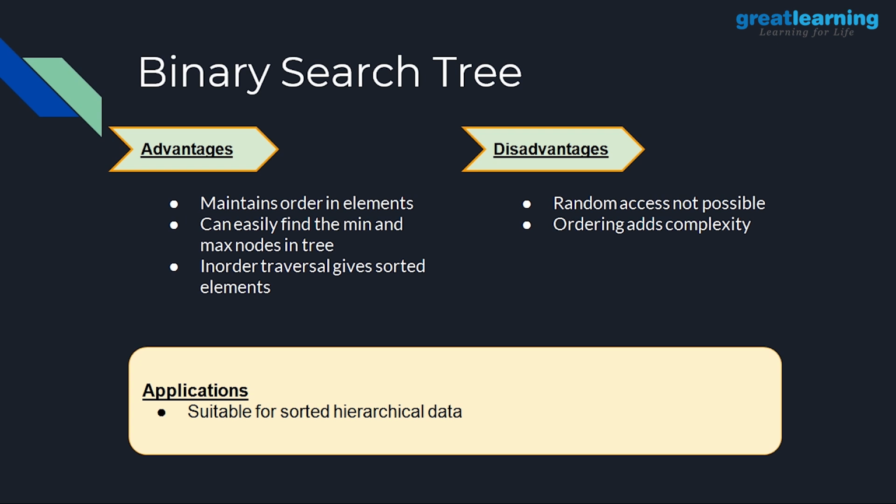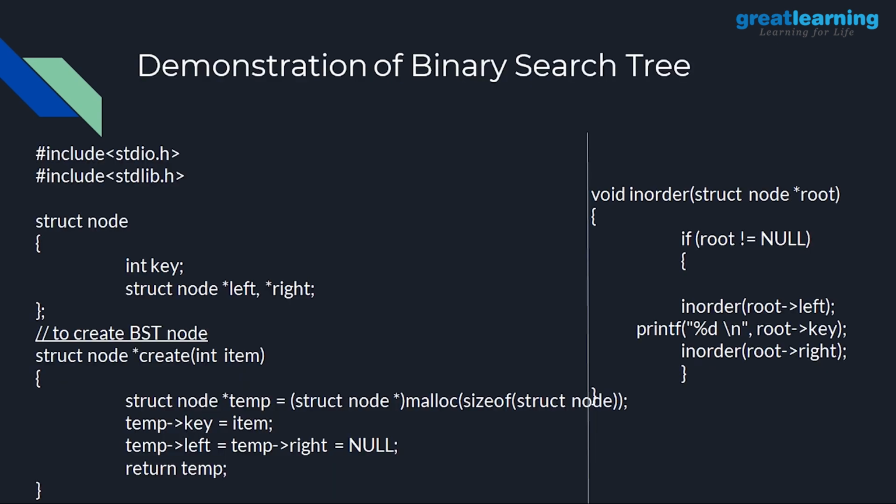What are the disadvantages of BST? Random access is not possible. Similarly, as we talked about binary tree, in that also random access was not possible. Ordering adds complexity. Since we are adding some responsibilities, it adds to its complexity. What are some applications? It is suitable for sorted hierarchical data. Now let's see the demonstration of BST.